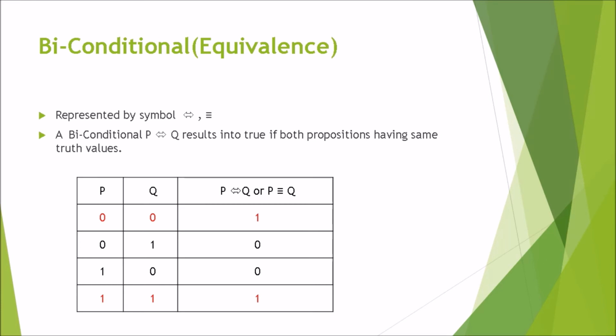The next connective is biconditional or equivalence, which is represented by these symbols. A biconditional, P if and only if Q, results in true if both propositions have the same truth values. In this table we can see the first row and the last row, where both propositions P and Q have the same truth values. In the first row both are false, in the last row both are true. That's why in the output column we are getting 1. For the rest of the combinations we are getting 0 because they have different truth values.